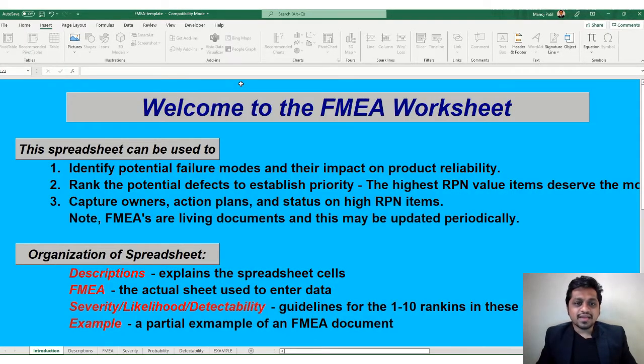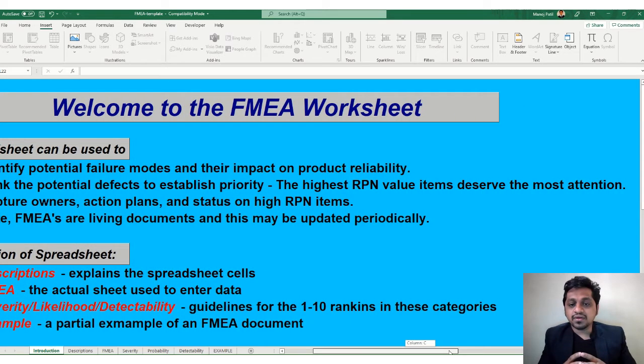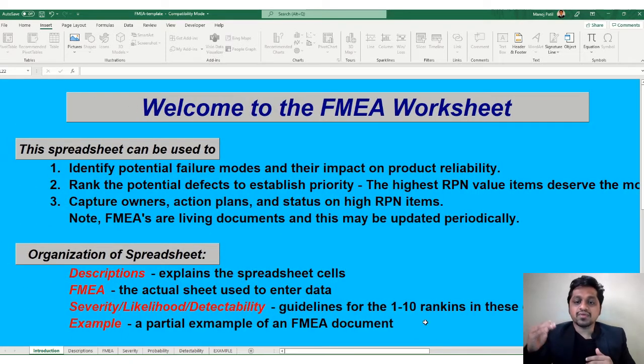So here is our FMEA worksheet, and the spreadsheet we can use it first to identify the potential failure modes and their impact on the product reliability, right? Then rank potential defects to establish the priority, the RPN, the risk priority number. If the risk priority number is high, we have to give a higher importance to that failure, right? And then we can capture the action plan, status, etc.